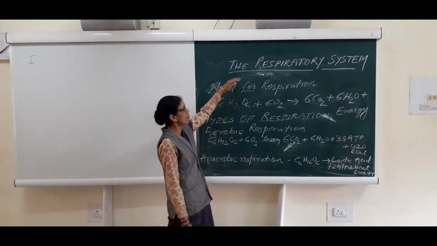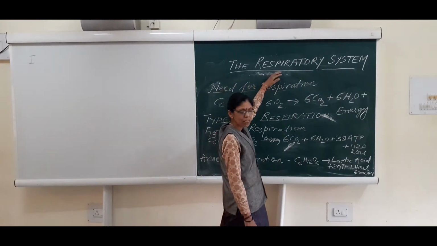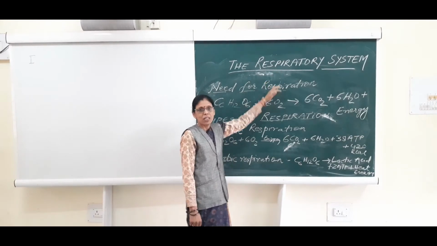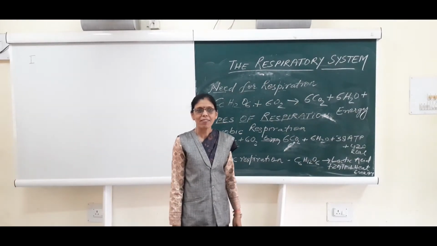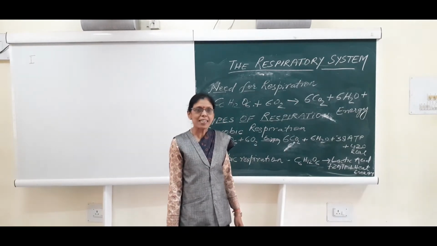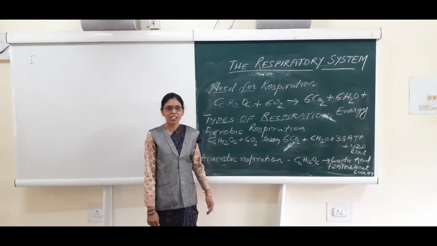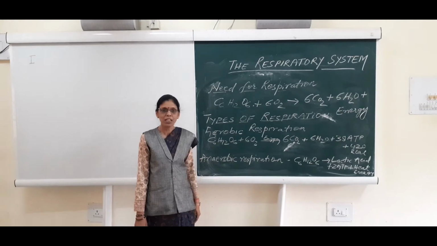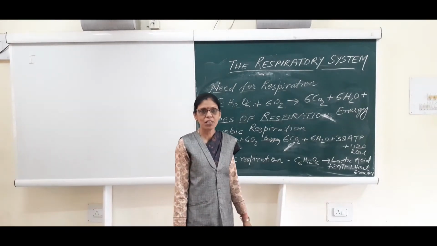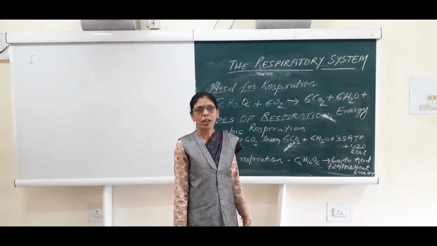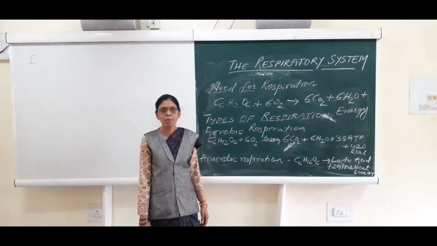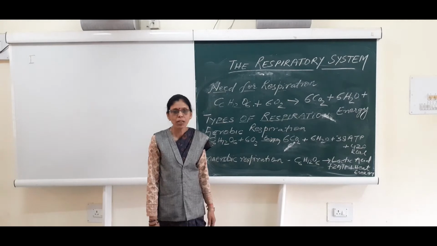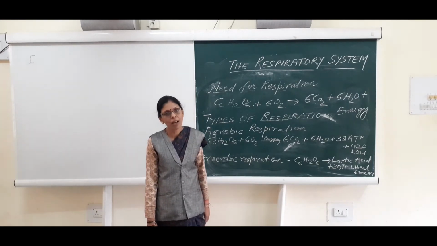Today I start with the chapter Respiratory System. Students, you all know that living organisms carry out various life processes. These life processes are digestion, respiration, circulation, excretion, nervous control, then control and coordination, reproduction. All these are life processes. Life processes means that the individual carries out certain processes to live a life.